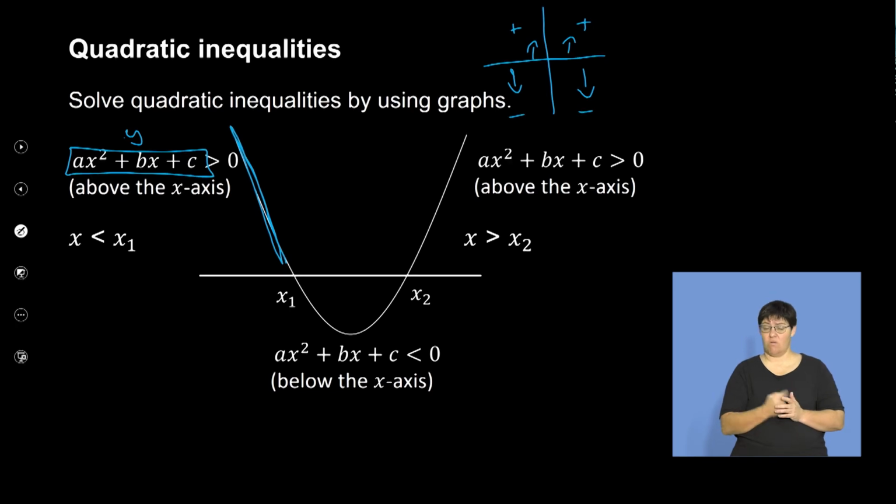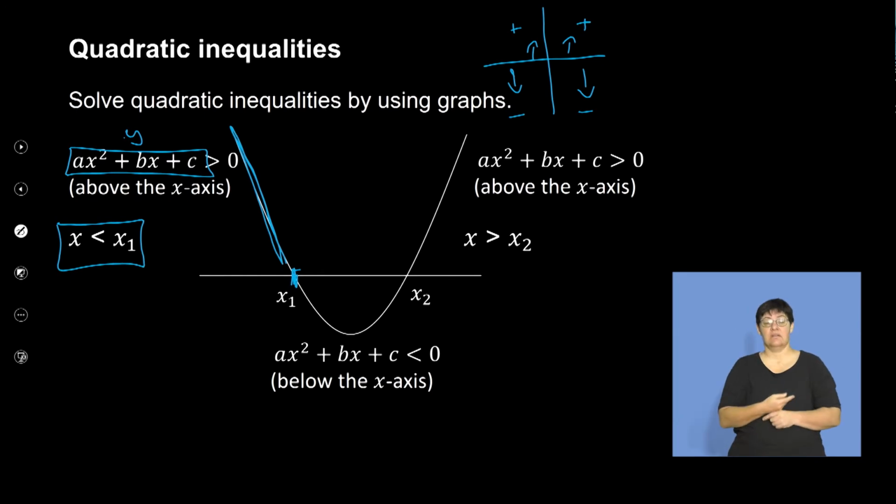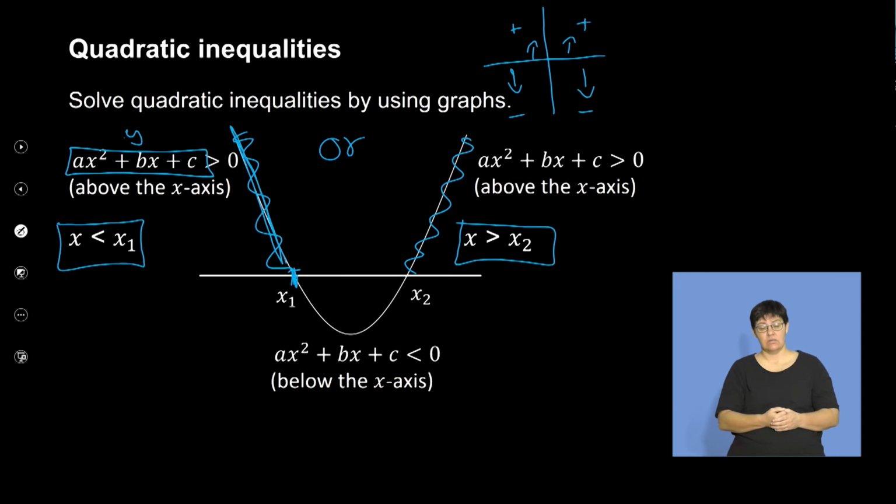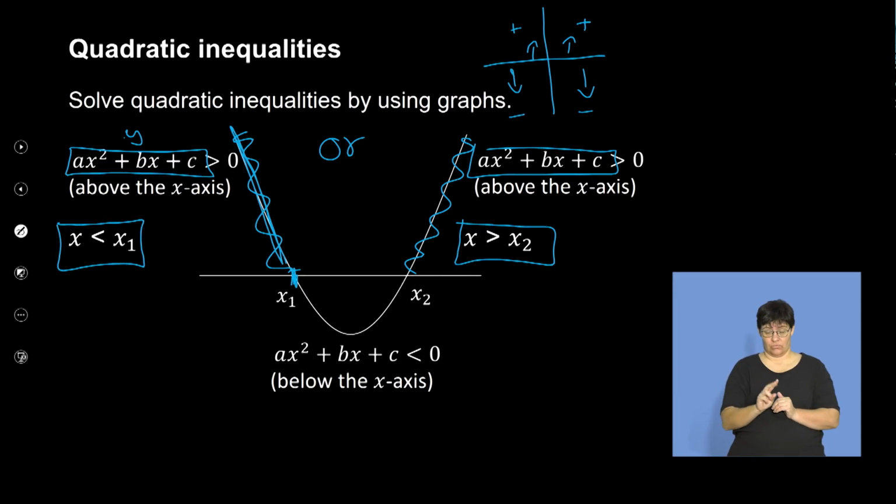But that's not the only one. So my first solution will be x is less than x1, whatever the x1 is there. And because I have another solution but in an opposite direction, I will then use the word or, because it is either this arm here or that arm there. So you can't say this arm and that arm. That wouldn't really make sense. So on this side, you will then say x is greater than x2. So it's when this expression is also positive. Why? Because it is above the x-axis.